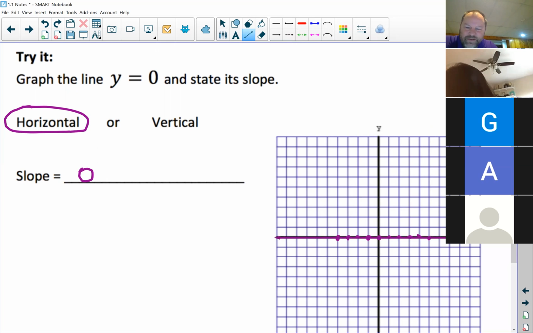And it would be that line which we call the x-axis, which is kind of unusual. Y equals 0 is the line that forms the x-axis. Kind of seems backward a little bit. Any questions?